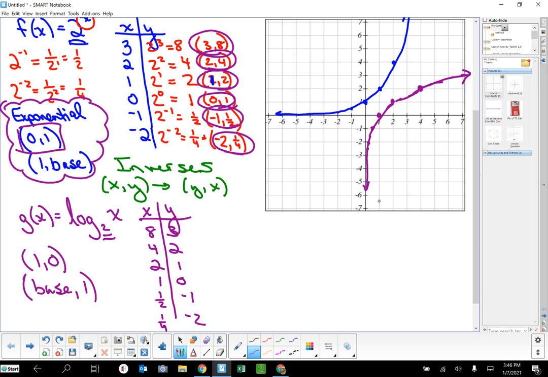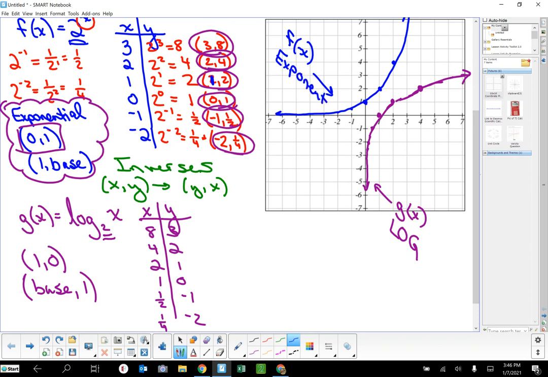So this is g of x. That's the log graph. And this guy is f of x. It's our exponential.